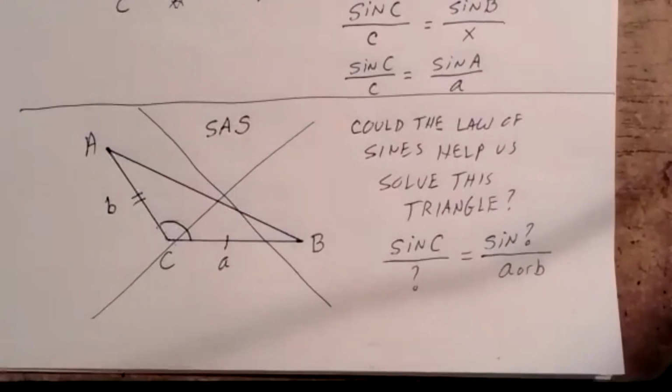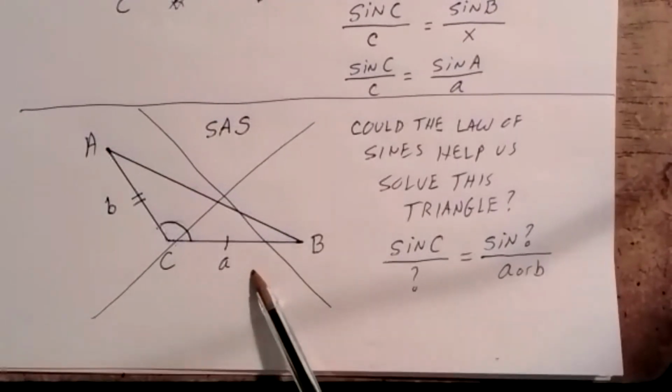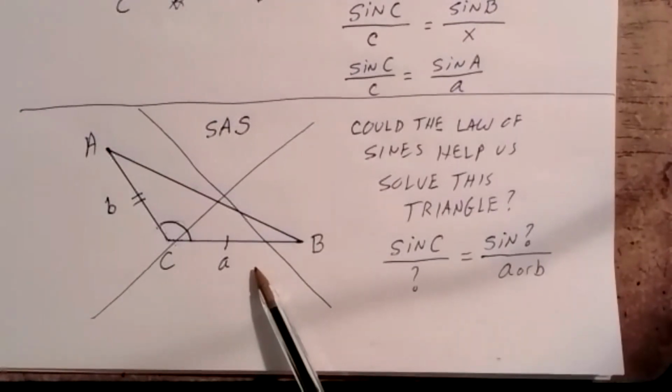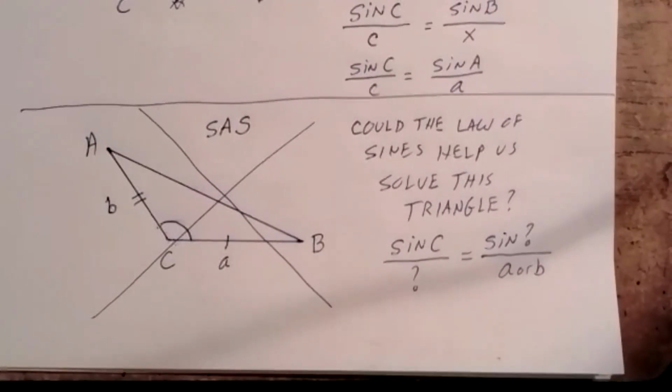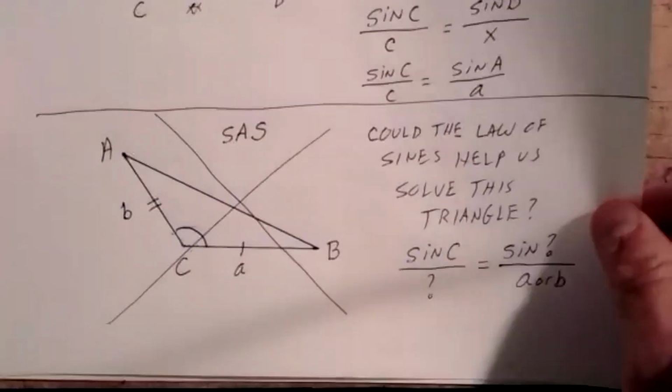Doesn't work. So how are we going to solve this triangle? There's got to be a way. How are we going to do it? The law of sines fails for side angle side.